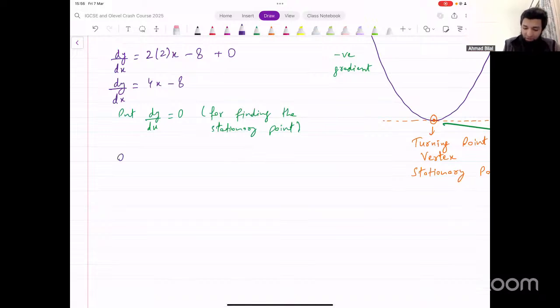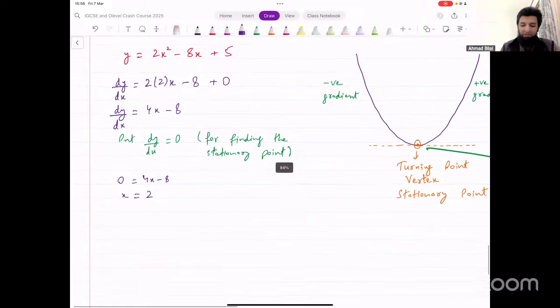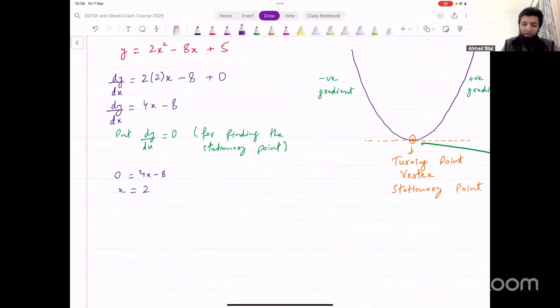We get 0 equal to 4x minus 8, and the value of x turns out to be 8 over 4, which is 2. X equals 2. That's the x coordinate of that turning point. Now, if x is equal to 2, what about the corresponding y coordinate? Put this value back in the original function. You'll get the corresponding y coordinate from this as well. And the y coordinate is 2 into 2 squared minus 8 into 2 plus 5. You can see what this is. 8 plus 5, 13. 13 minus 16 is minus 3.